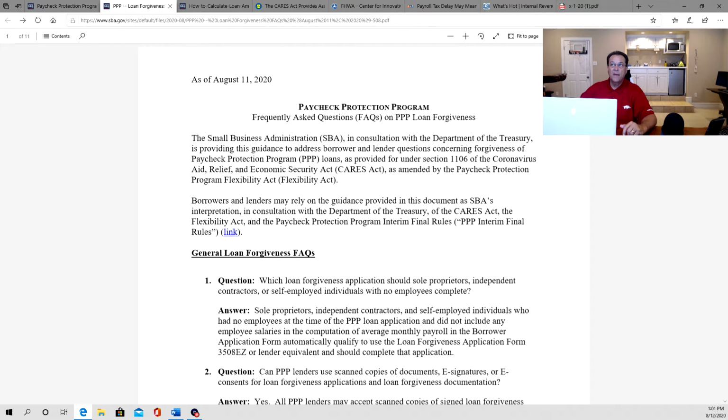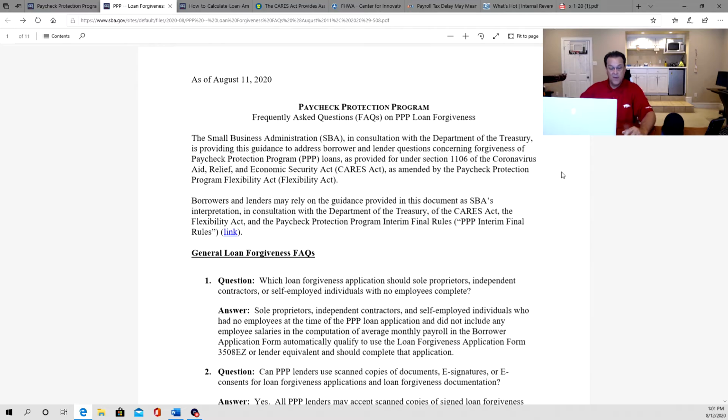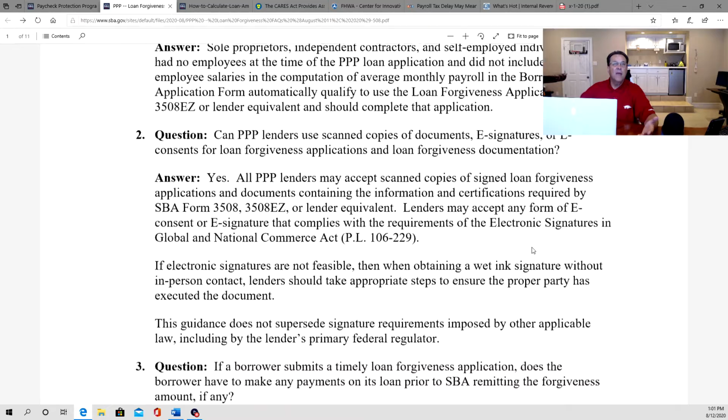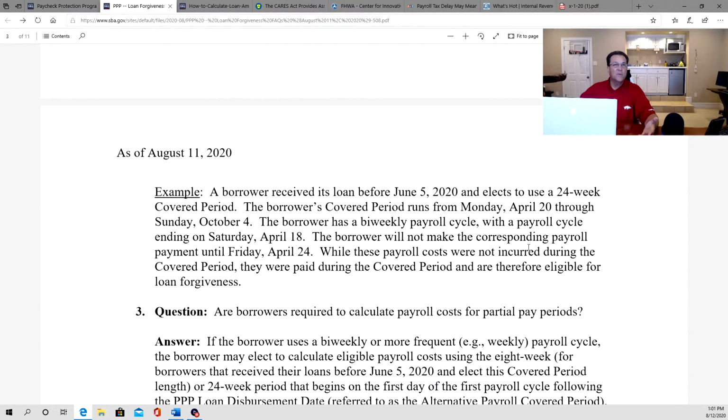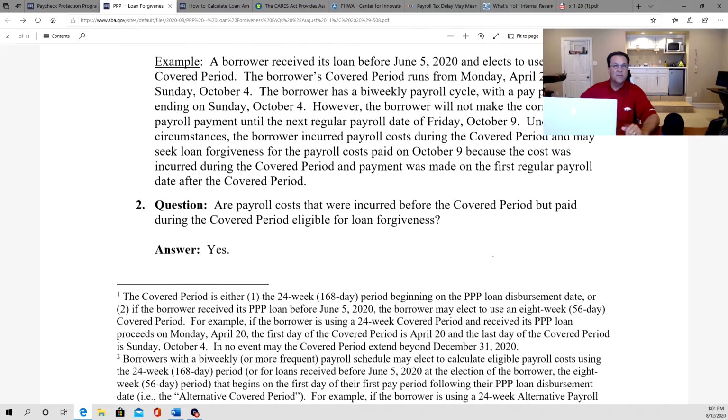And how do I know that? You go down to the bottom: all question answers published August 4th unless otherwise noted, and then EIDL. Those are the ones we're going to go through, and then I'm going to go through a couple of links for you, okay? So now we actually have new questions, and the biggest ones I want to go through are these questions and answers for loan forgiveness.